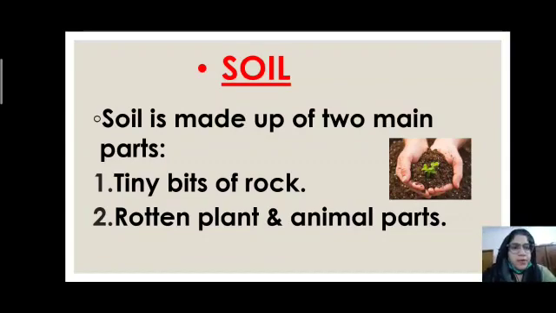So, what is soil, or by how many parts is the soil made up of? The soil is made up of two main parts. The first is tiny bits of rock, and the second one is rotten plant and animal parts. The tiny bits of rock and the rotten plant and animal parts are altogether called humus. The humus is dark brown in color, so due to the presence of humus, the soil also has a dark brown color.